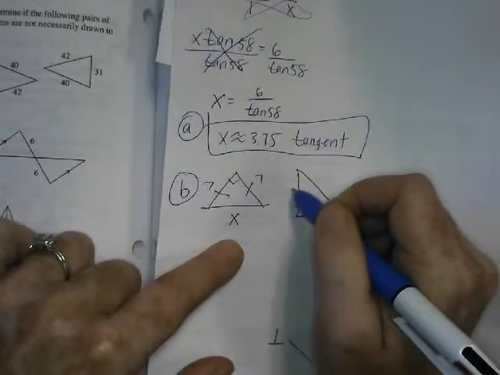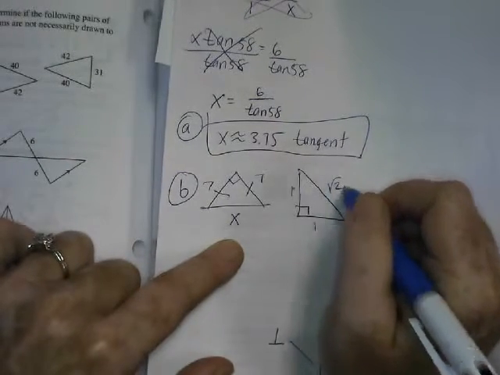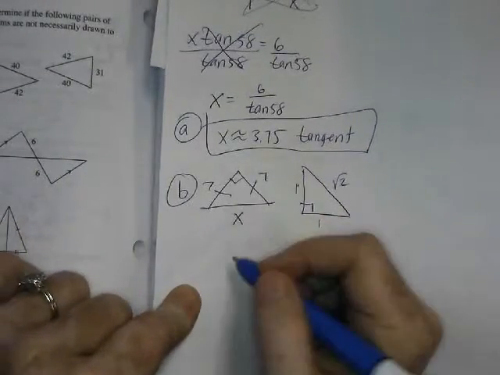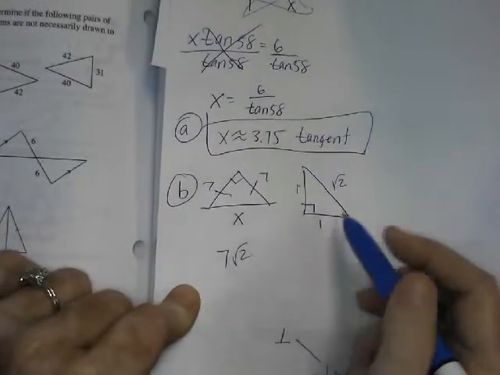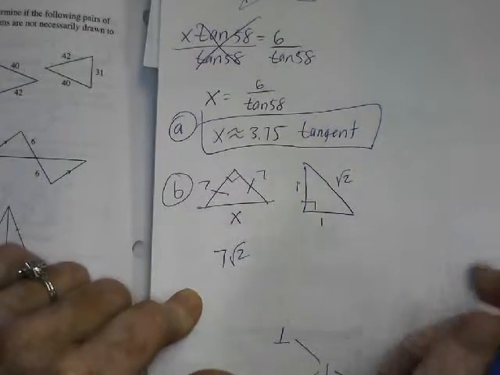So, could we put special rights? Isn't that a special right? Because that's what it is. Yeah. So it's 7 root 2 because this side is root 2 times that side, or you can use the Pythagorean theorem if you want to.